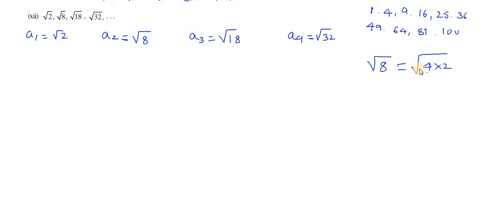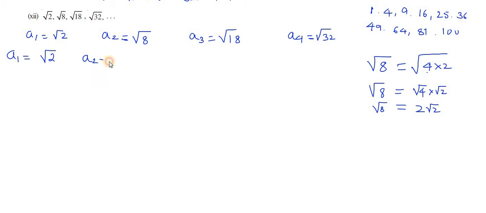No problem. So now we can write this square root of 8 as square root of 4 into square root of 2. What is square root of 4? It is nothing but 2, right? Now we remain with 2 root 2. So you can write square root of 8 as 2 root 2. So therefore here a1 is equal to root 2, and here a2 is equal to 2 root 2. Then square root of 18 is there.